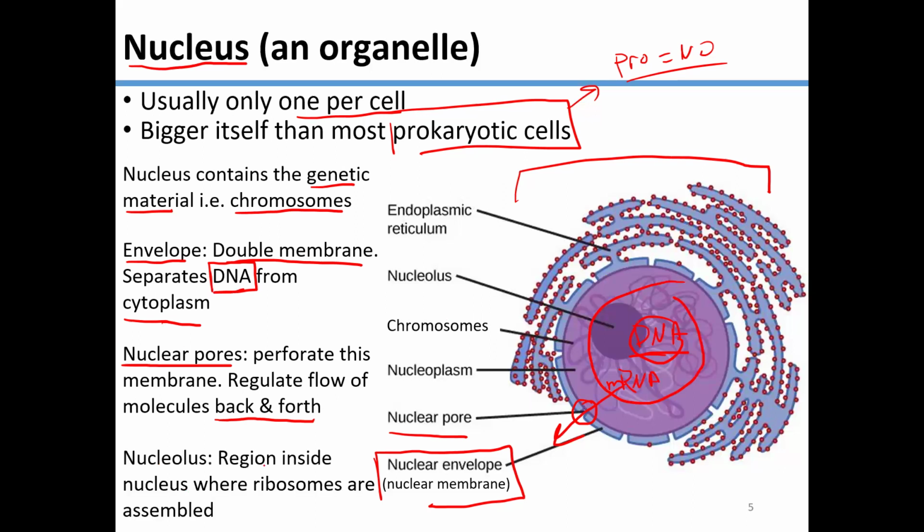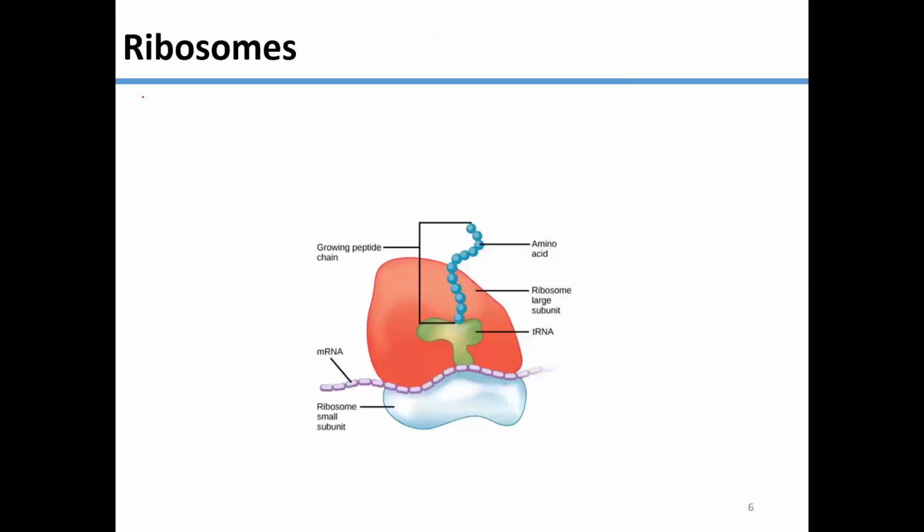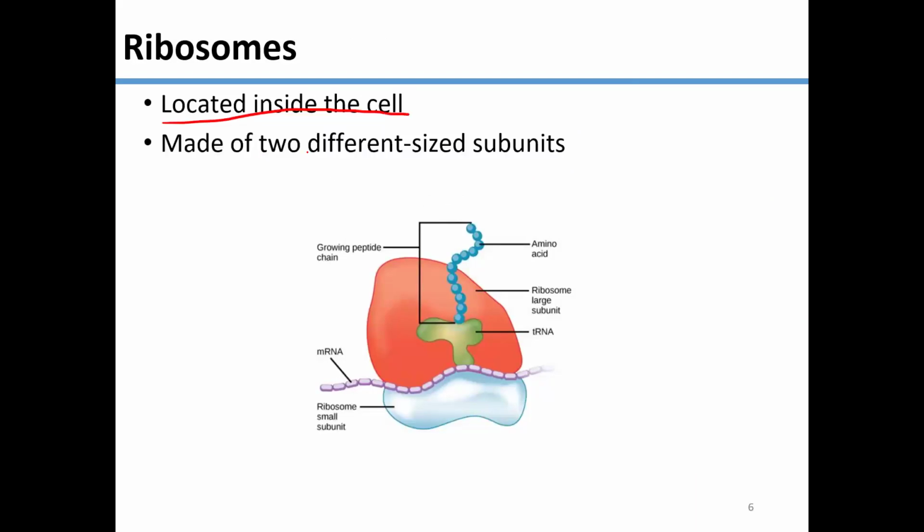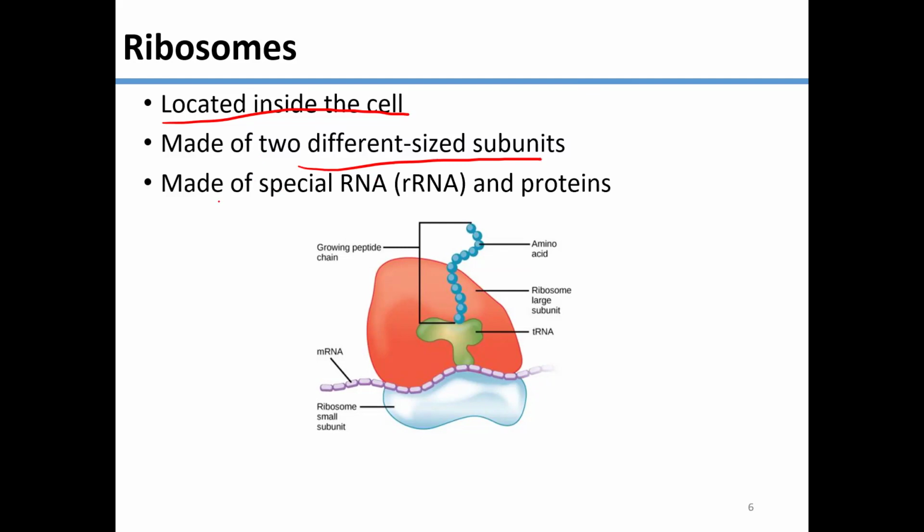Oh, and then the nucleolus is going to be a region inside of the nucleus where the ribosomes are going to be assembled. Now, speaking of ribosomes, these are going to play a very important part as well. Ribosomes are going to be located inside of the cells, and they're going to be made out of two different subunits. They are going to be made of special RNA, specifically known as our rRNA, ribosomal RNA, and proteins.